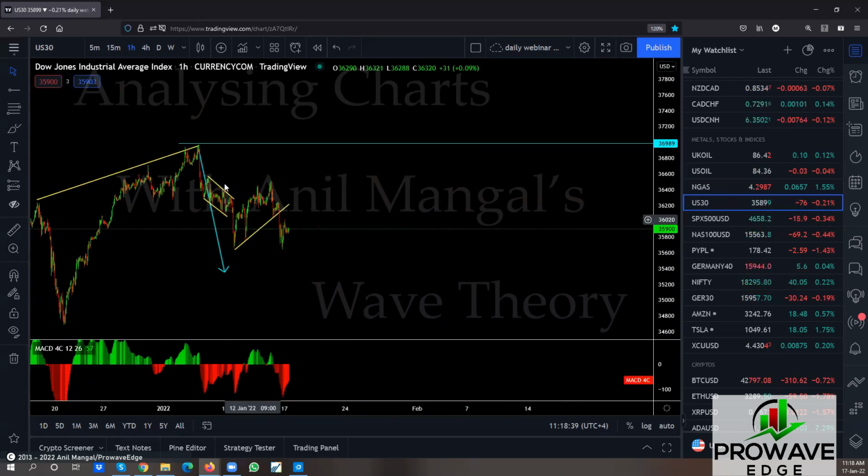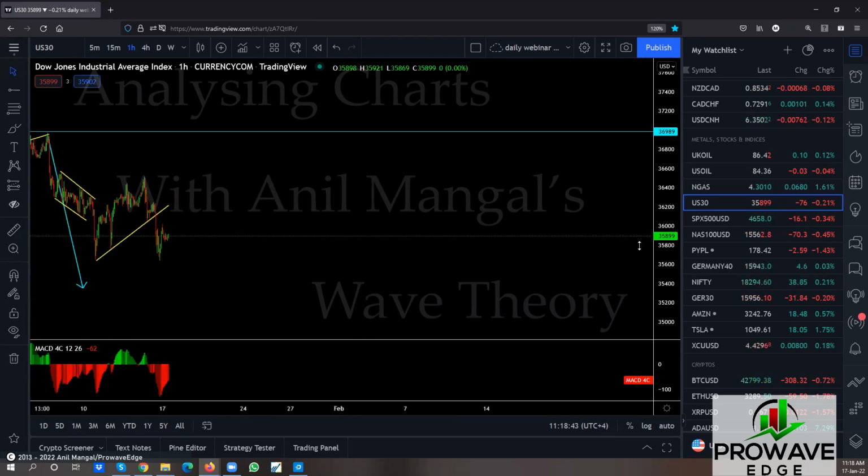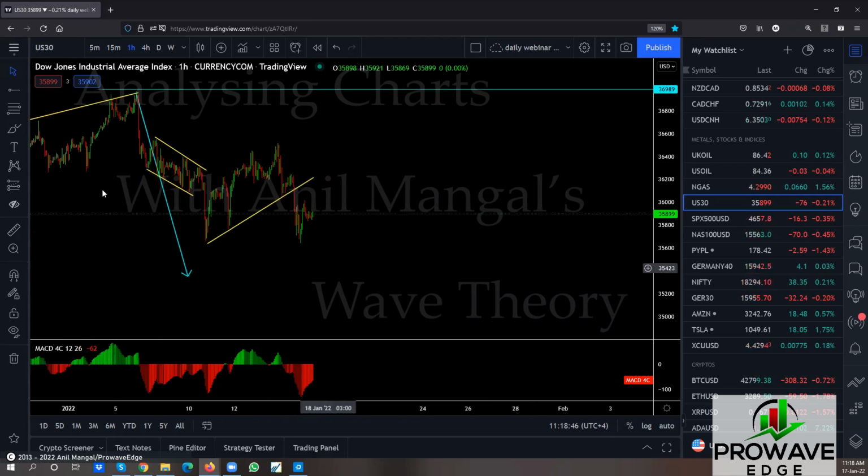Okay, we broke down. We dropped here. We made a bigger flat. This was a sell on Friday. If you sold that, you close the trade. Let's see if we broke the low. That is very, very important.